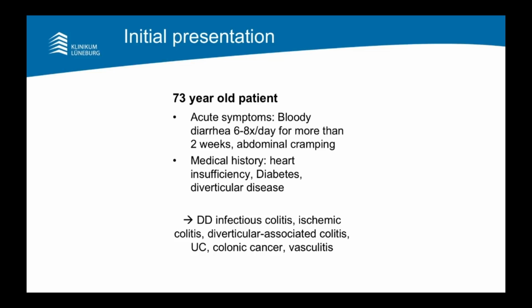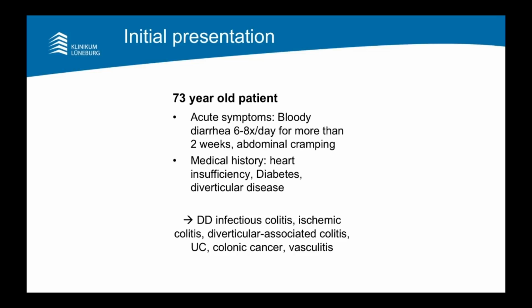If you have instead a 73-year-old patient, same symptoms, acute bloody diarrhea 6 to 8 times per day for more than 2 weeks, abdominal cramping, medical history of heart insufficiency, diabetes, diverticular disease, the differential diagnoses are much broader, like infectious colitis, ischemic colitis, diverticular-associated colitis, ulcerative colitis, colonic cancer, vasculitis. But still, again, if you see a clear marked left-sided thickening of the bowel, you know that by sigmoidoscopy you could at least get a hint on what type of disease is underlying.